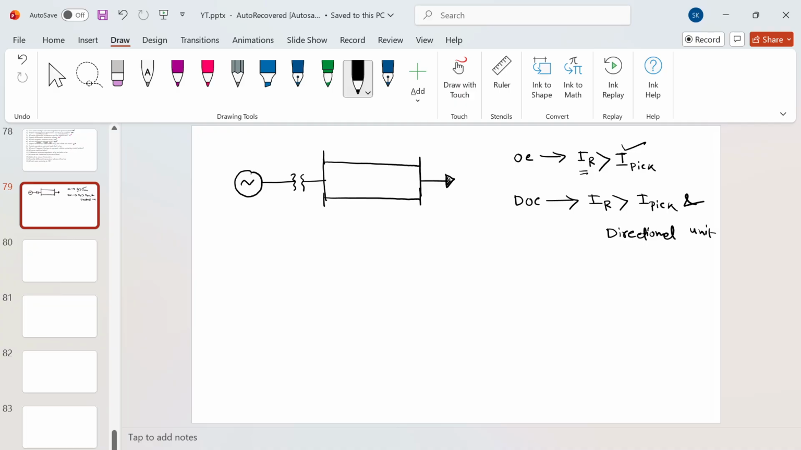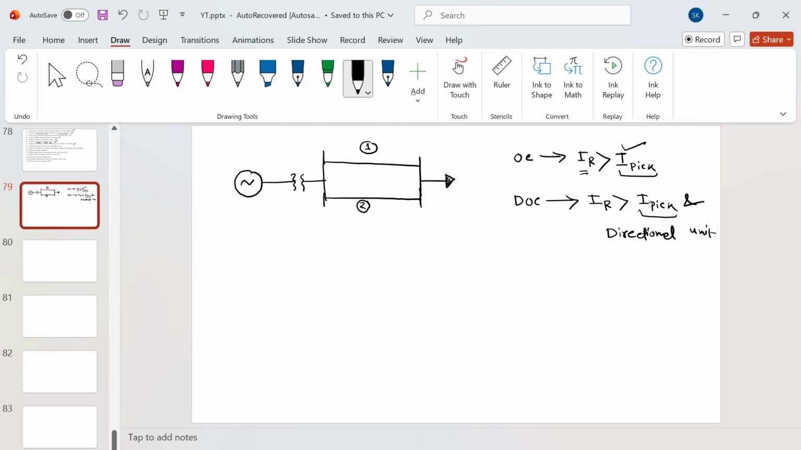Now, to protect these two transmission lines, we use overcurrent relays and distance relays and so on. But in this particular case, I'm not going to consider the distance relays. I will just consider the overcurrent relay, and overcurrent relays only depend on the pickup current magnitude.